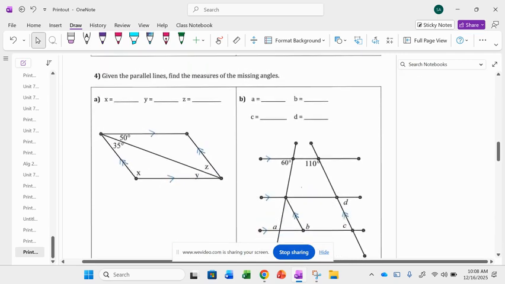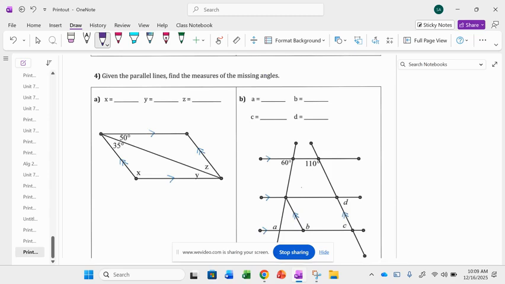So given the parallel lines, find the measure of the missing angles. Okay, so you guys tell me, based on this diagram, we're looking for X, Y, and Z. Do you see how to find any one of those, X, Y, or Z? No, you should be able to find some of them. Jonah? You got it. Do you guys see this 35? Isn't that a Z right there? So that means Z is 35. That's perfect.